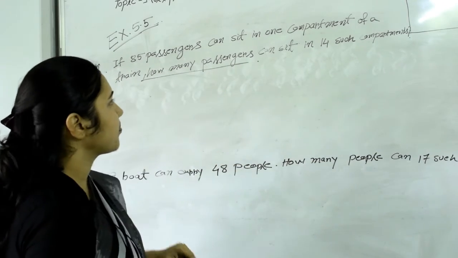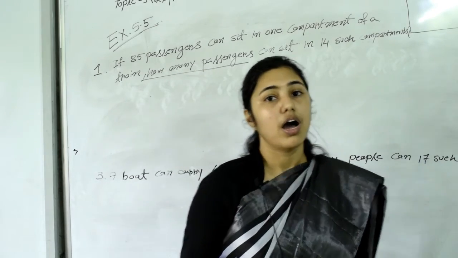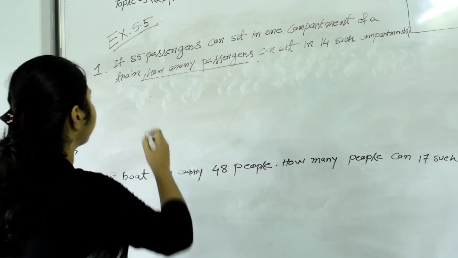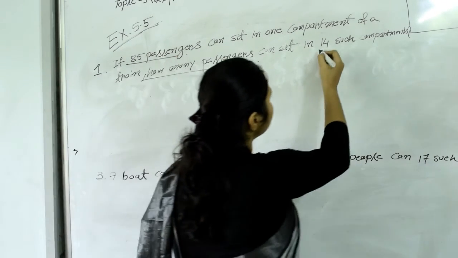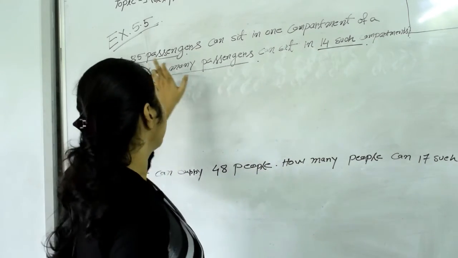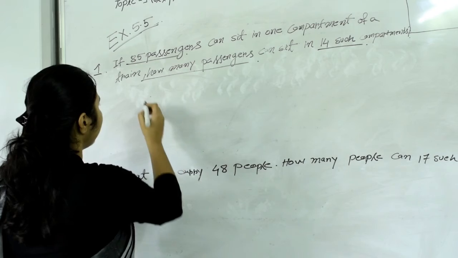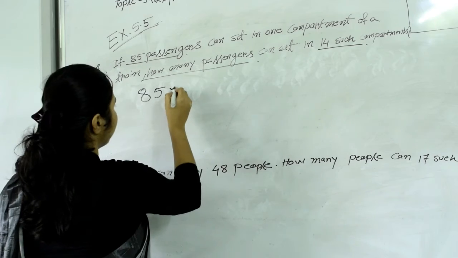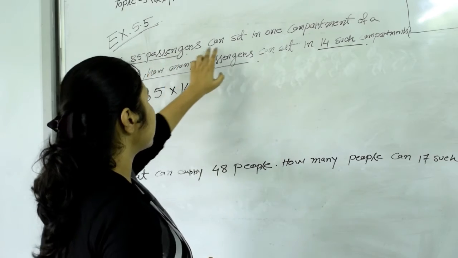Now here either we have to add or we have to multiply, right? So how can we know that we have to add or multiply? So look here. Here we have 85 passengers, but here we have 14 compartments. Now we can't add passengers with compartments, which means here we have to multiply 85 passengers with 14 compartments, because in one compartment 85 passengers can sit.